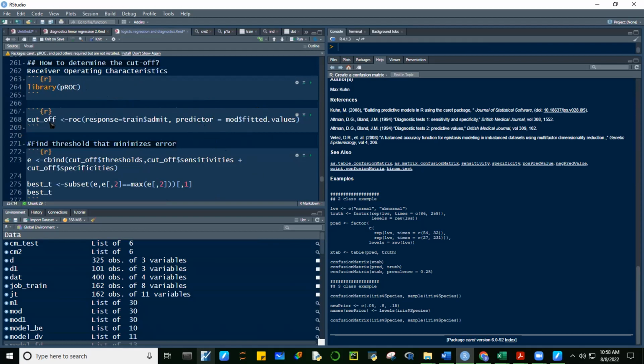Okay, so here we're creating this cutoff. No? Cutoff, then we're using this ROC, receiver operating characteristics. Then response natin is equal to yung training data set natin, no? So ang ginagamit natin dito yung training data set natin. Predictor natin is yung mod, yung fitted values ng mod natin, yung model natin, regression model. So run natin to.